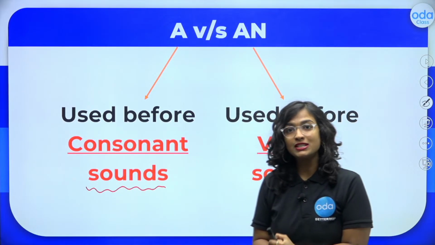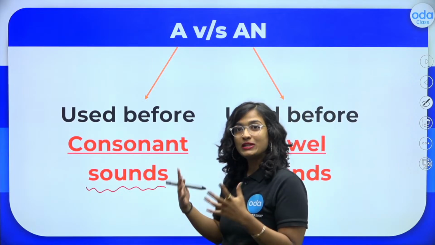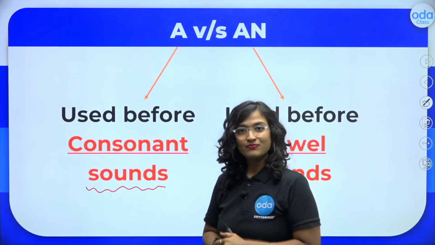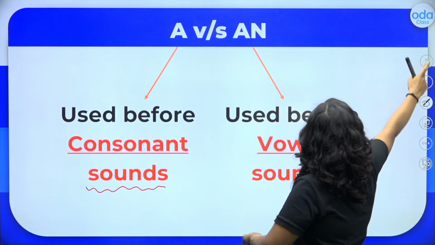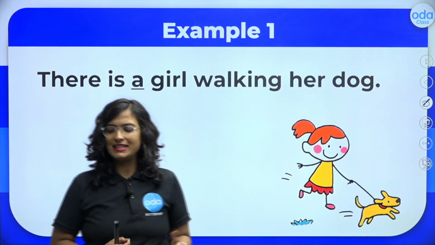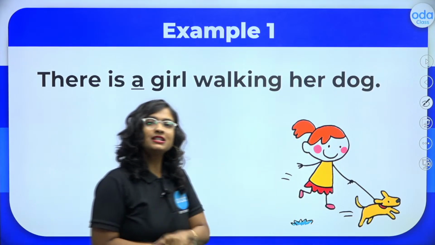Why it's important to keep in mind that we determine the article based on the sound and not the letter. But for now, let's start with some simple examples. So here we have something. There is a girl walking her dog.